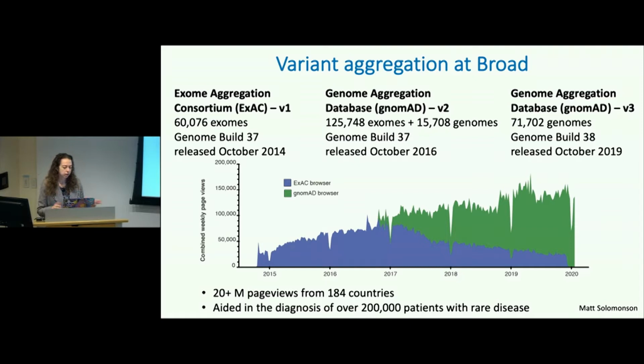So you can see that the data set gets wide use from over 184 countries, over 20 million page views, and we think that it's been used in every diagnostic pipeline to diagnose both research and clinical patients with rare disease. Basically, every data set gets annotated with the gnomAD frequencies. So it's been hugely powerful.